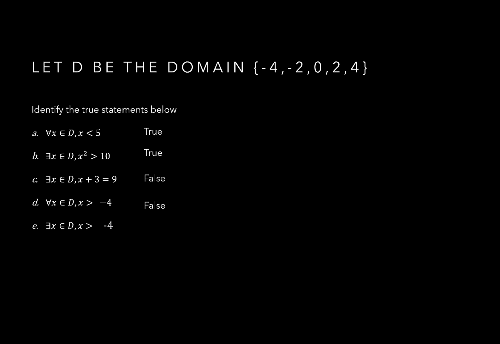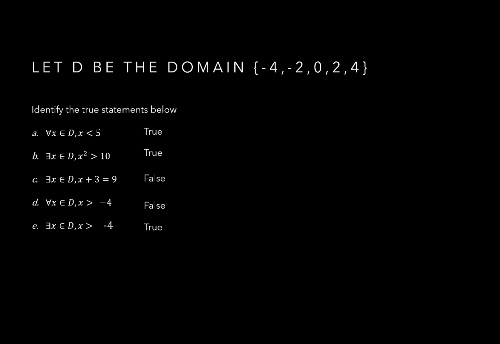Our last one says there exists an x in D where x is greater than negative 4. This time we have an existential quantifier versus a universal quantifier. With an existential quantifier, I only need one true. I have multiple times that my value in D is greater than negative 4. I could use negative 2, 0, 2, or 4. So for the existential statement, I can say that is true.